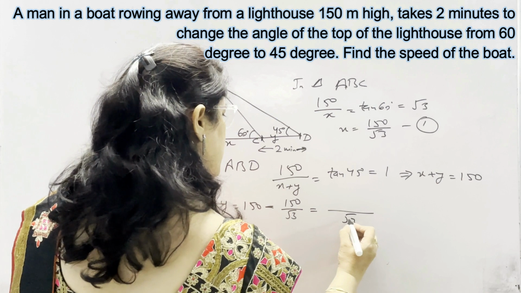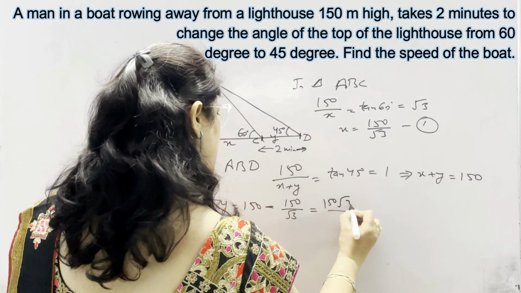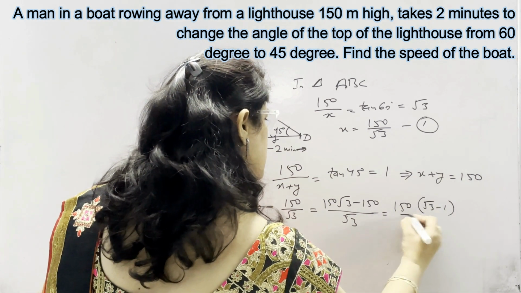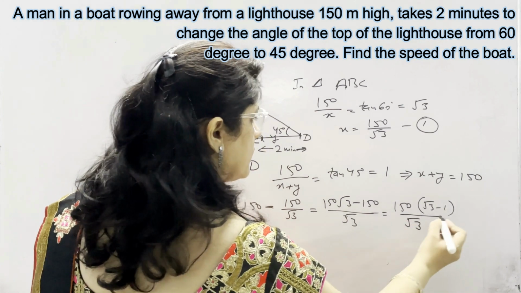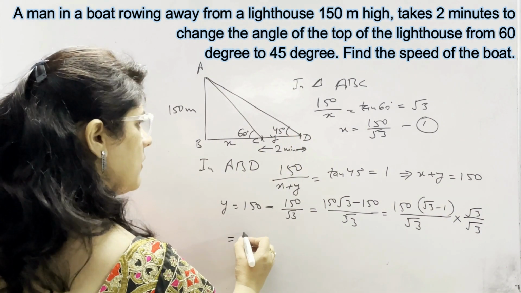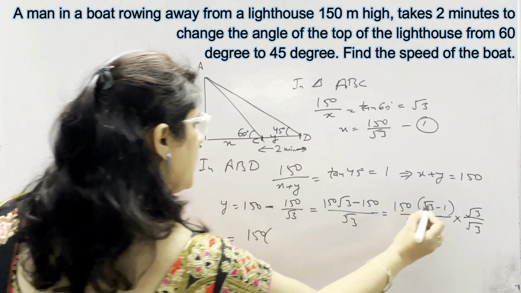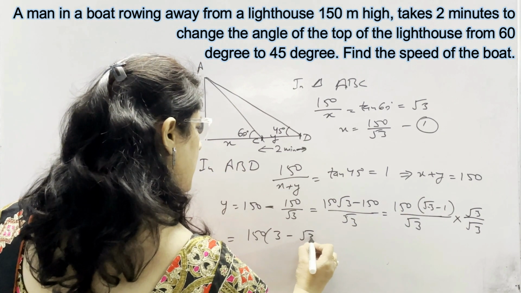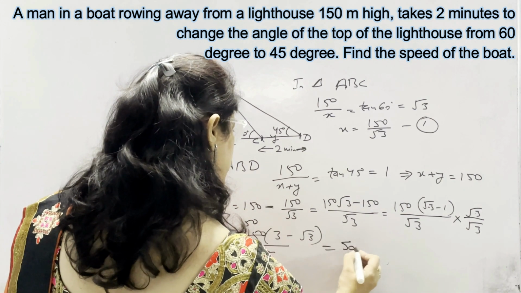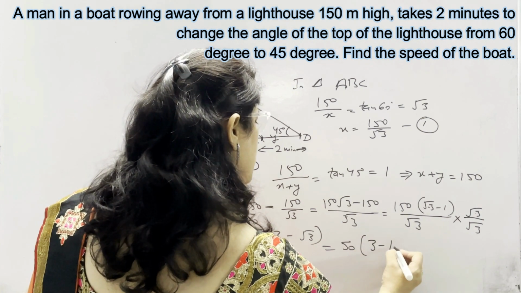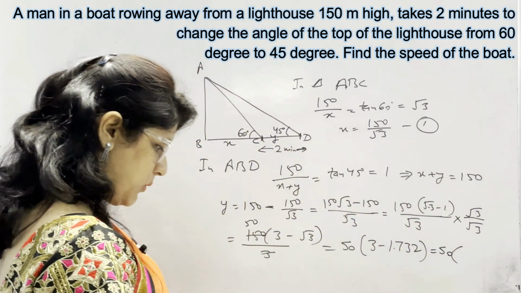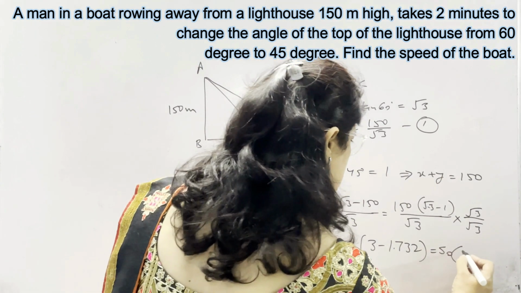Here the LCM is under root 3. So 150 under root 3 minus 150. 150 we can take common, (under root 3 minus 1) upon under root 3. Rationalizing, 150 under root 3 into under root 3, it means (3 minus under root 3) divided by 3. So this is 50 into (3 minus under root 3), whose value is, with under root 3 as 1.732, after subtracting we will get 3 minus 1.732, it is 1.268.